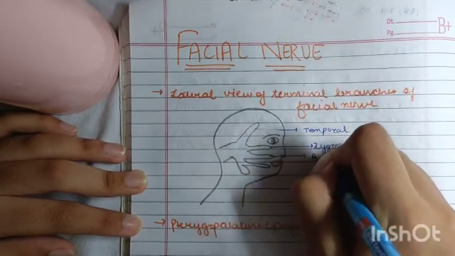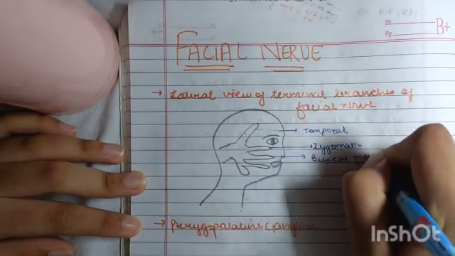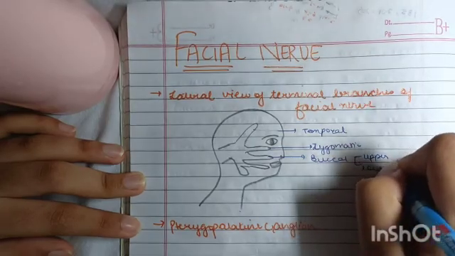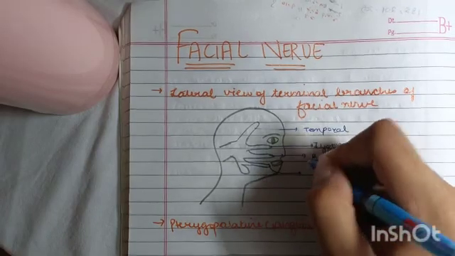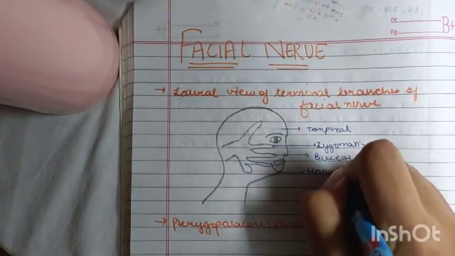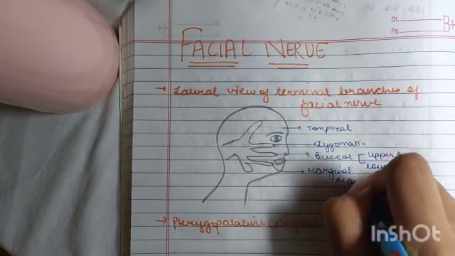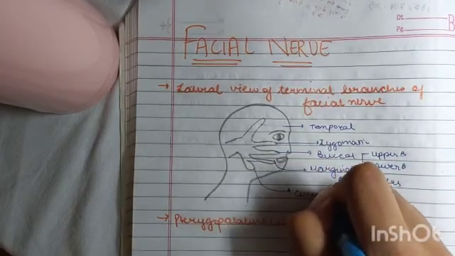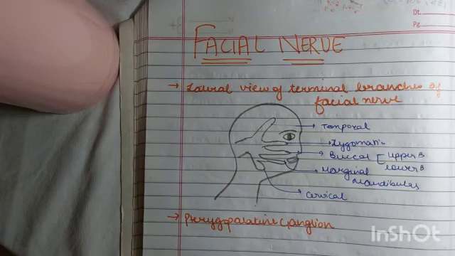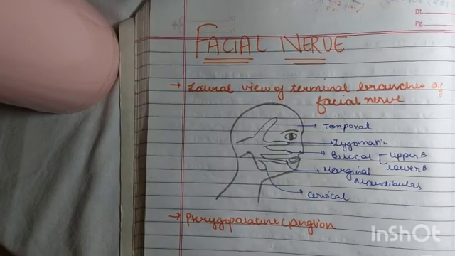This is the buccal. Now buccal is further divided into upper and lower buccal. Then this is the marginal mandibular. And this is the cervical. Now you can include these diagrams in the pathogenesis of Bell's palsy.